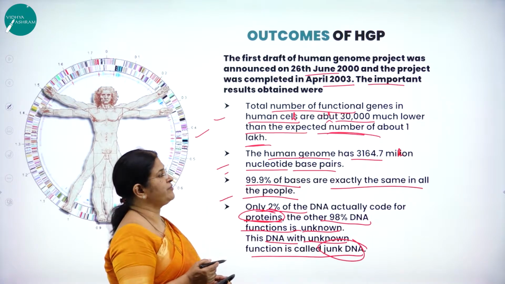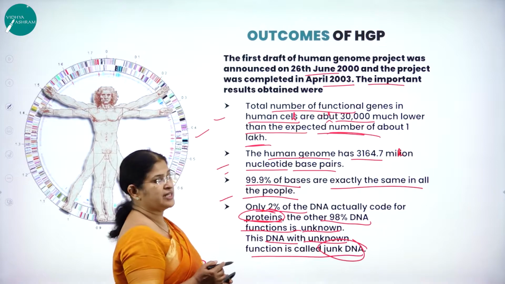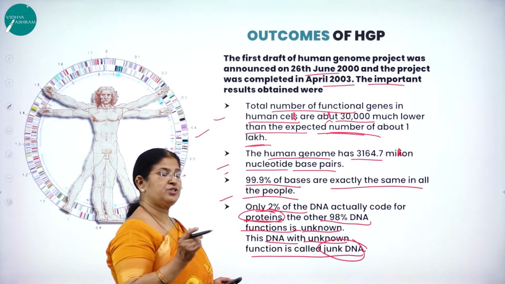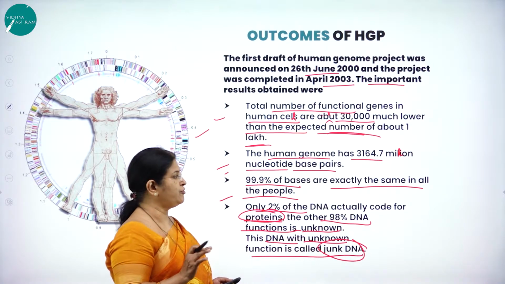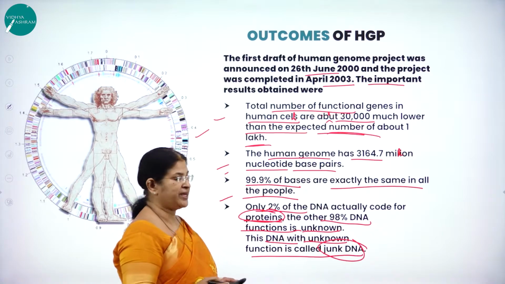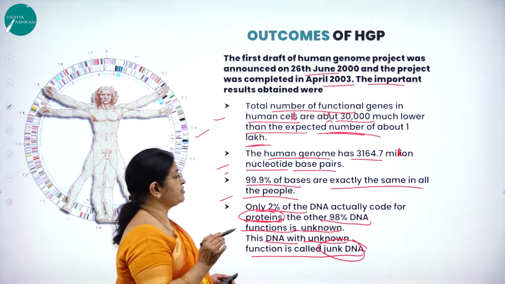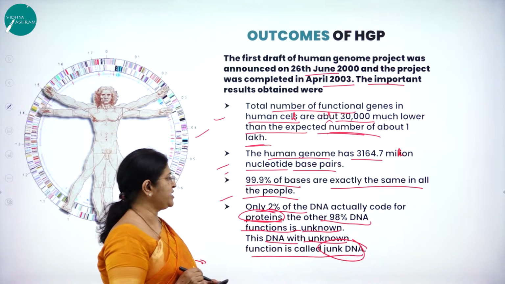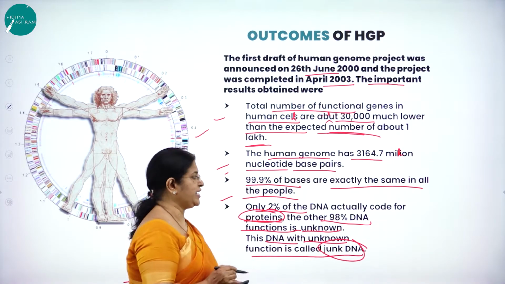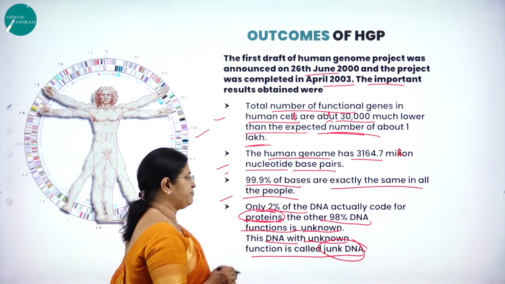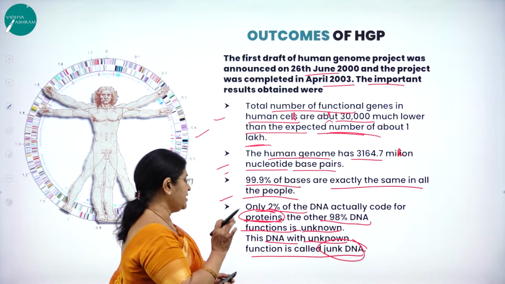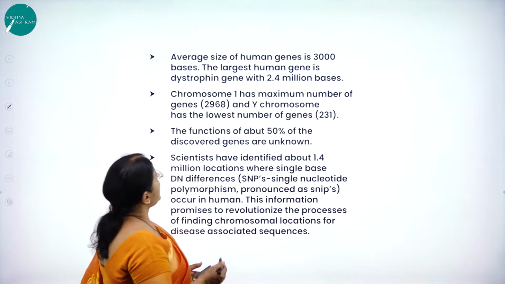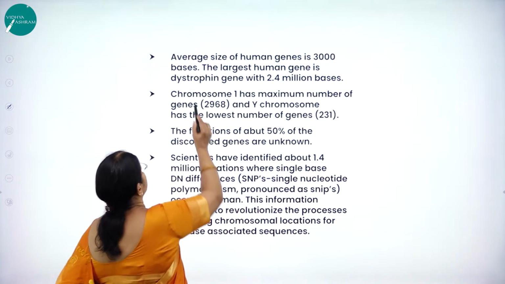The important results obtained were what? Total number of functional genes in human cells are about 30,000, much lower than the expected number of about 1 lakh. And the human genome has 3,164.7 million nucleotide pairs, and 99.9% of the bases are exactly the same in all the people. So the difference lies in only 1% of the base pairs. Then only 2% of the DNA actually codes for proteins. The other 98% of DNA function is unknown, and this DNA with unknown function is called junk DNA. Average size of human genes is 3,000 bases.